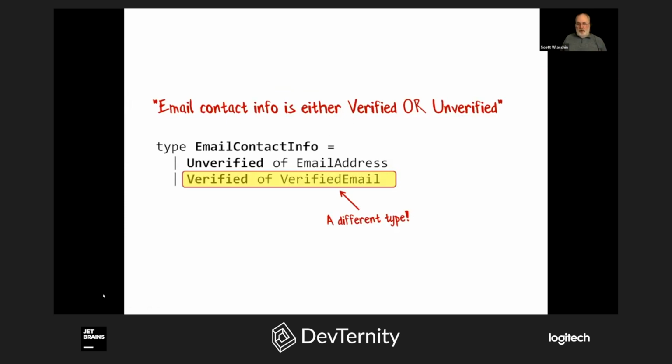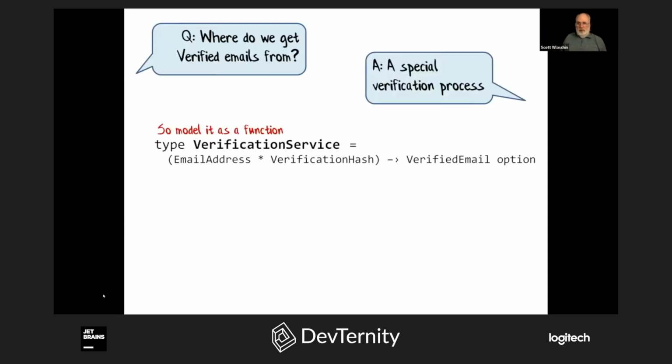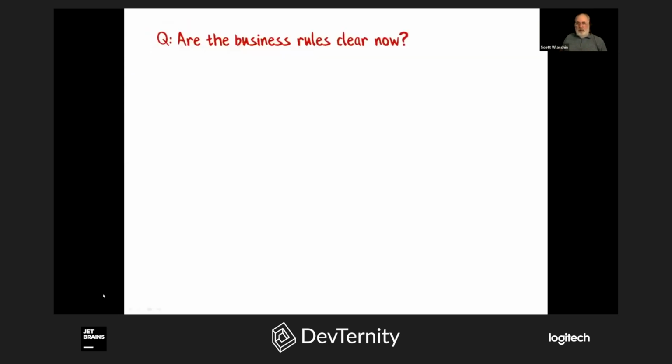Okay, now the next question is, where do I get these verified email things from, right? I'm going to ask the expert, and they say, well, it comes from this special service, right? So I'm going to model this function. It's an activity, right? It's an input and output. The input to this thing is an email address, a regular old email address, plus some sort of hash or something. And if I give you an email and a verification hash, you're going to give me a verified email, maybe. It's very clear that it might not work because the hash might not match up, right? So sometimes it might not work. Okay, so I get my verified email out of this service.